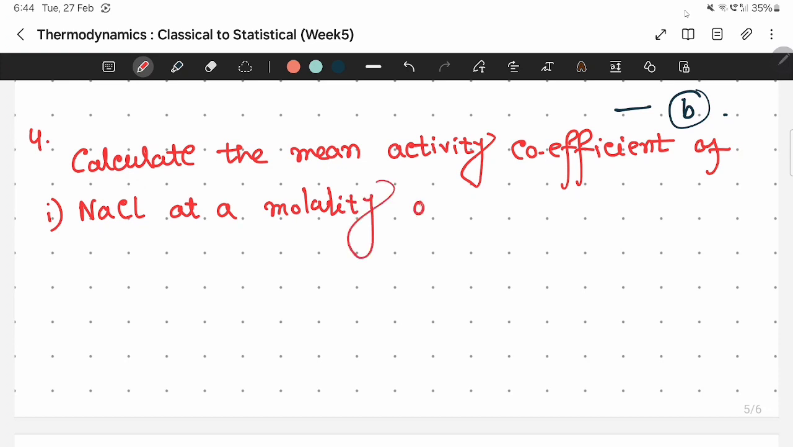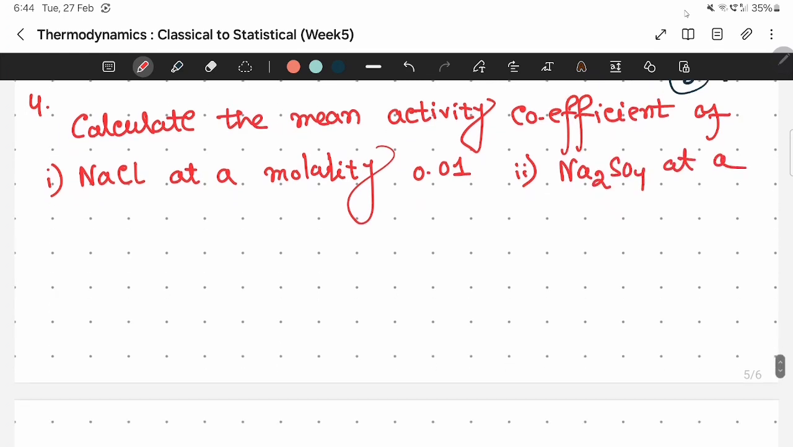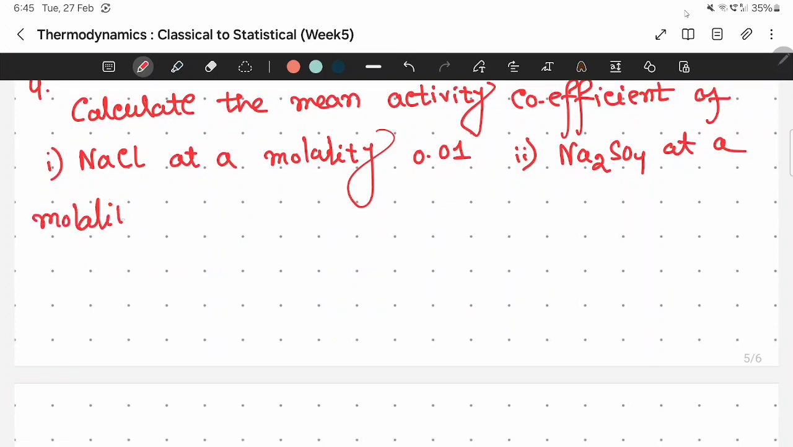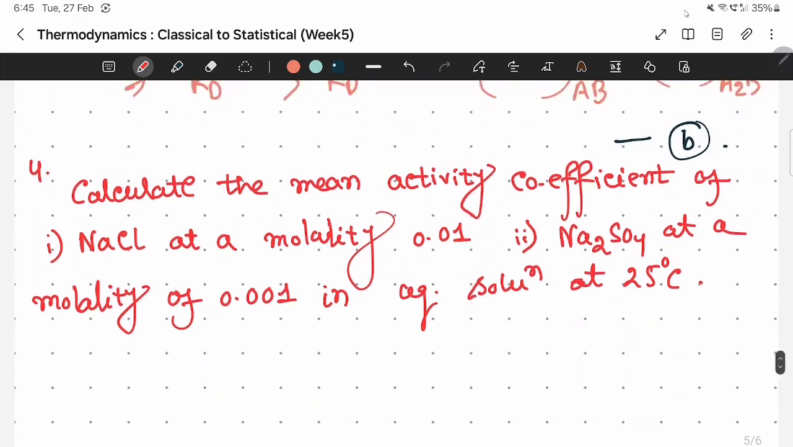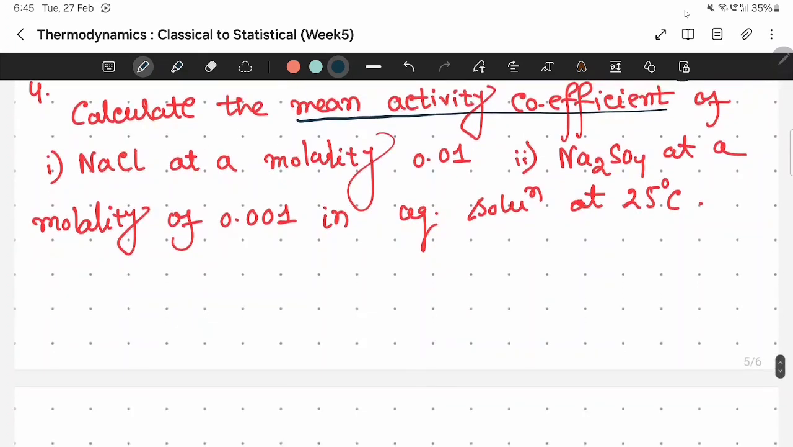the molality 0.01, and Na2SO4 at a molality of 0.001 in aqueous solution at 25 degrees centigrade. Okay, so they have asked the mean activity coefficient of NaCl and Na2SO4. So what was the mean activity coefficient that we have to know?